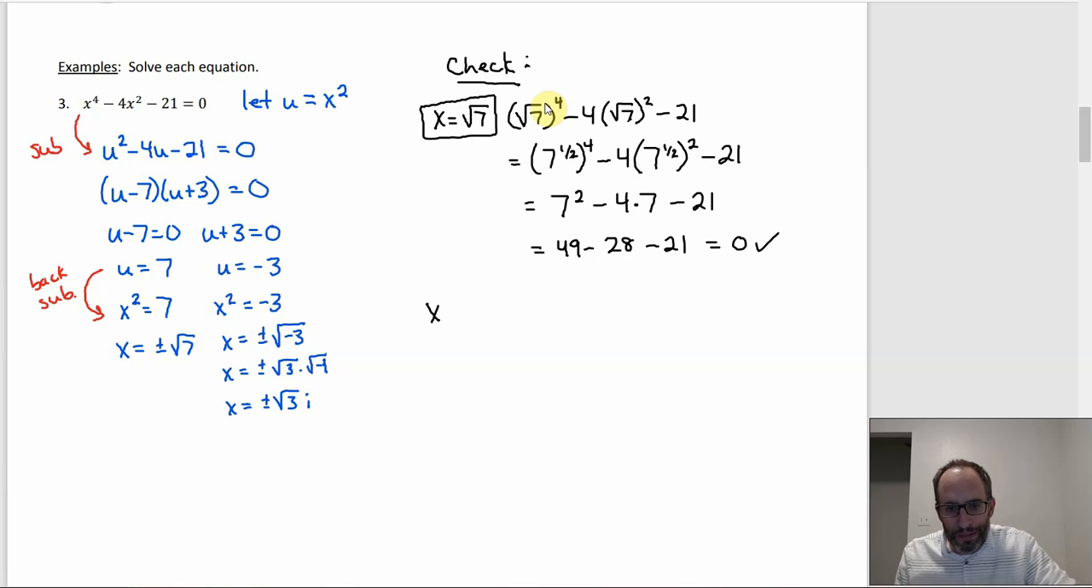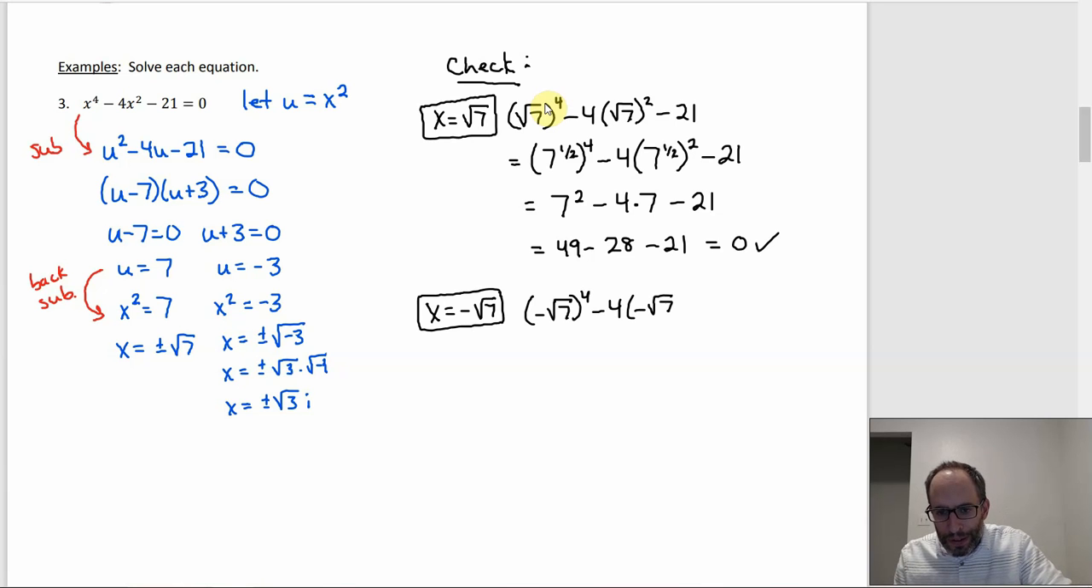All right, what about negative radical 7? Well, if we do the same thing and we sub in, so let's see, we'll have negative radical 7 to the 4th minus 4 times negative radical 7 squared minus 21. And what you could do here is, this negative radical 7 that's being raised to the 4th, so that thing that's in parentheses, you could view that as a product. Like you could view that as negative 1 times radical 7. And that might actually make this a little bit easier to see. So I'm going to rewrite it that way.